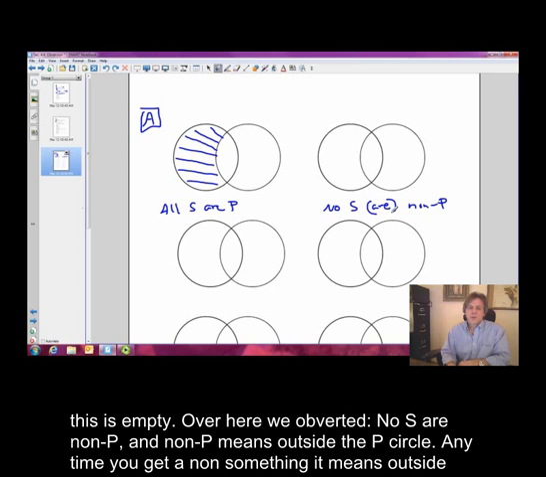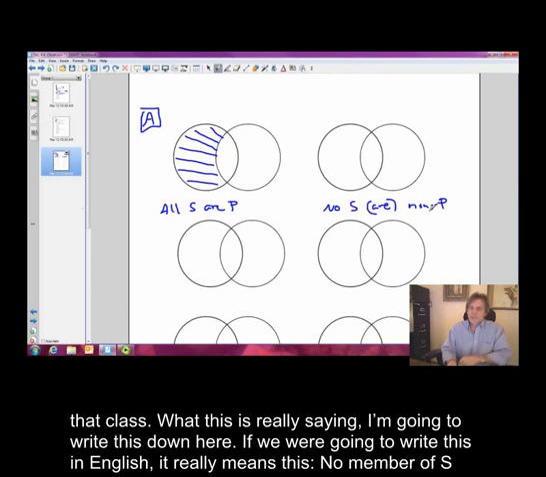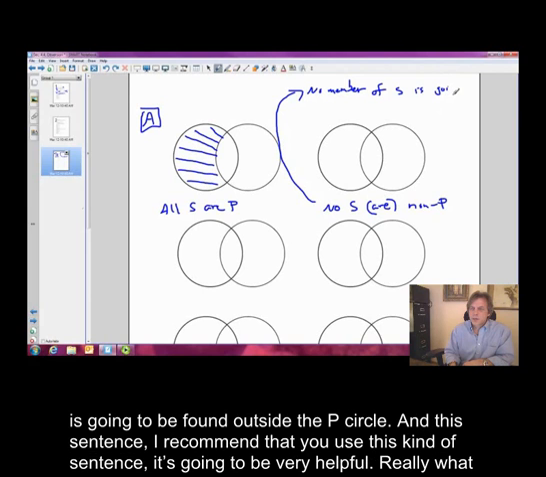Okay, over here, we obverted no S are non-P, and non-P means outside the P circle. Anytime you get a non-something, it means outside that class, not subject class. So what this is really saying, I'm going to write this down here. If we were going to write this in English, it really means this. No member of S is going to be found outside the P circle.